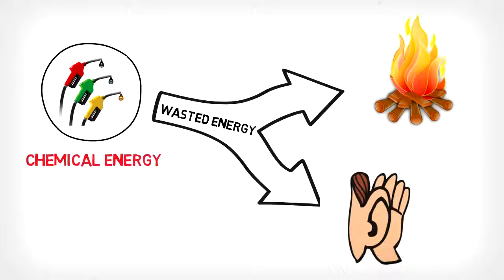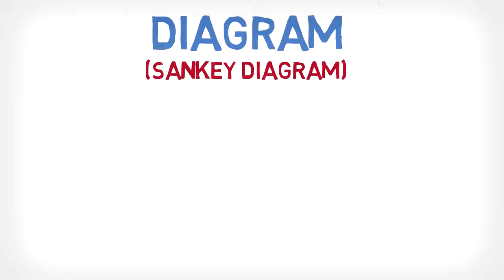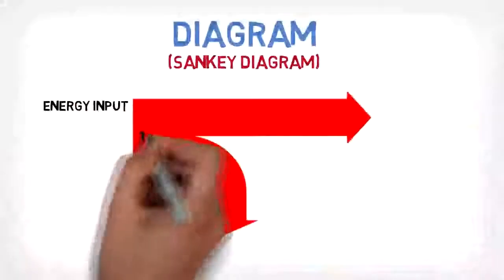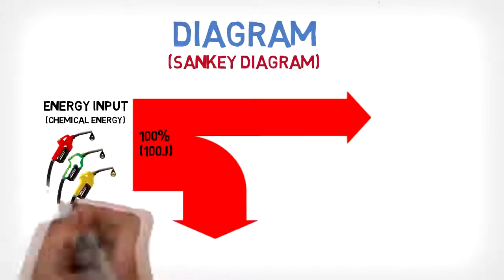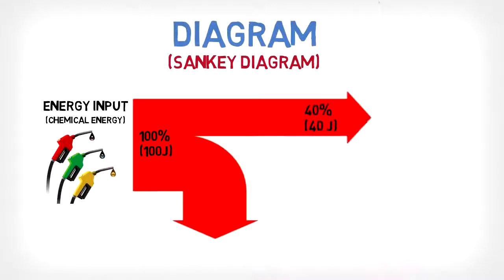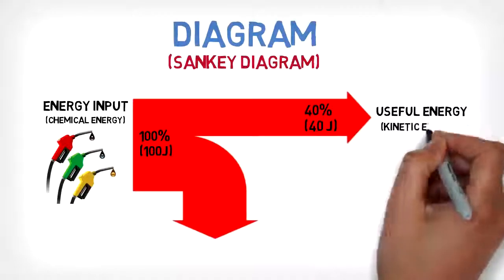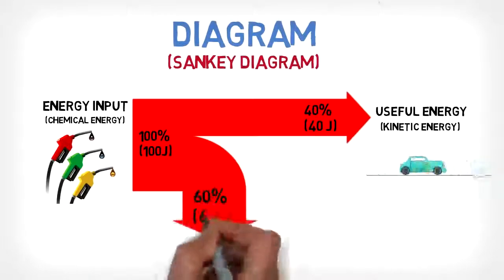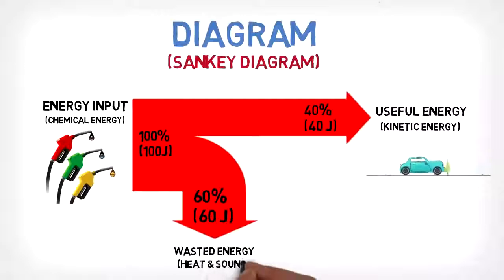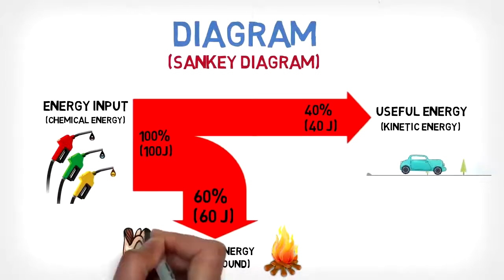In physics, if you want to show how energy is stored and converted, you need to draw a diagram. One of the simplest diagrams is called the Sankey diagram. If we want to create a Sankey diagram to show the energy transformation in a car, the energy input is 100%, and in this example, it is chemical energy. If we, for example, say that 40% of the energy is converted into kinetic energy to move the car, that means that 60% of the energy input is transformed into wasted energy, such as heat and sound.